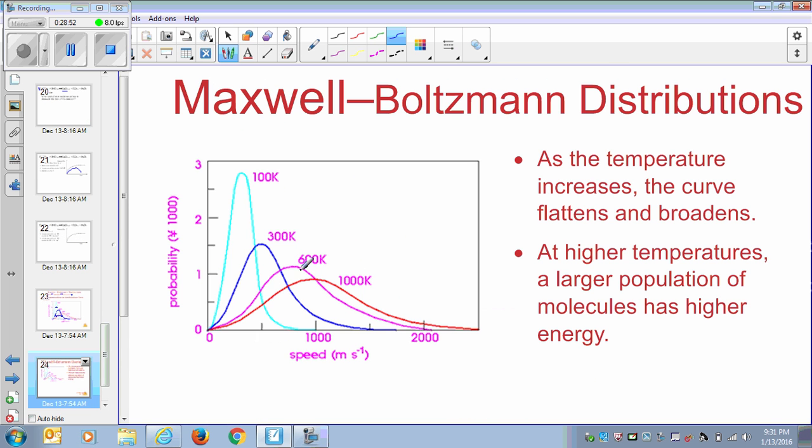Okay, so this is Maxwell-Boltzmann. As the temperature increases, the curve flattens and broadens. At higher temperature, a large population of molecules have higher energy. So this is the probability that most of the particles have higher energy. Here, most of the particles have less energy, only this much, because the temperature is low. Here, most of the particles have higher energy. All right, so this is what it means.